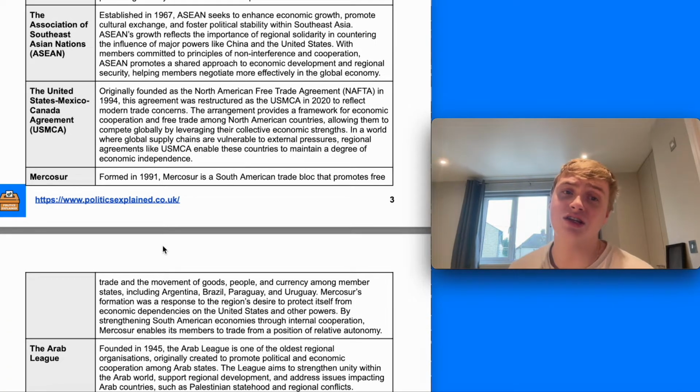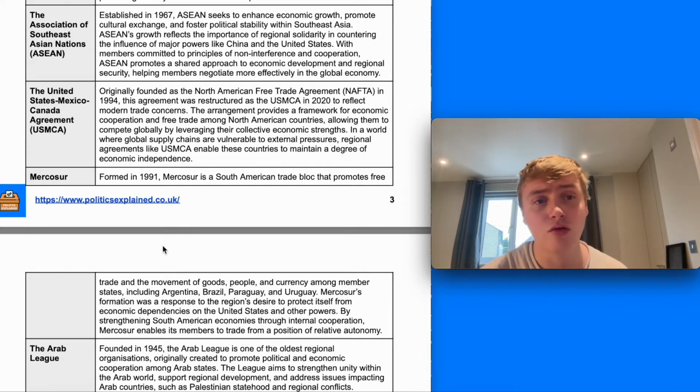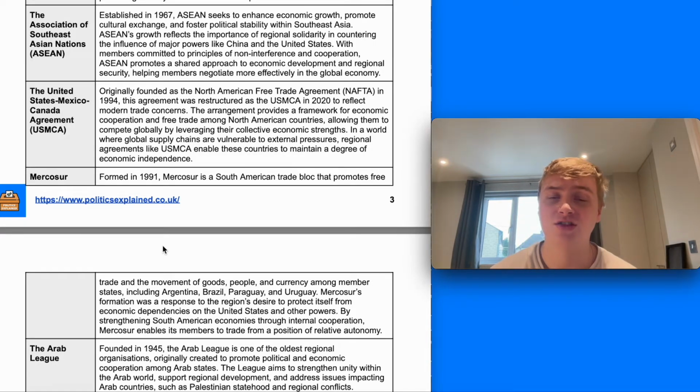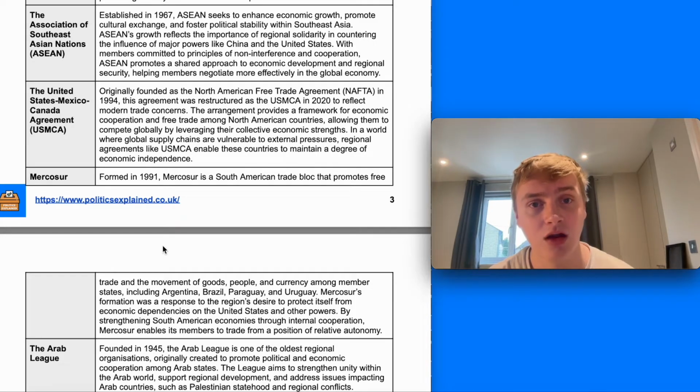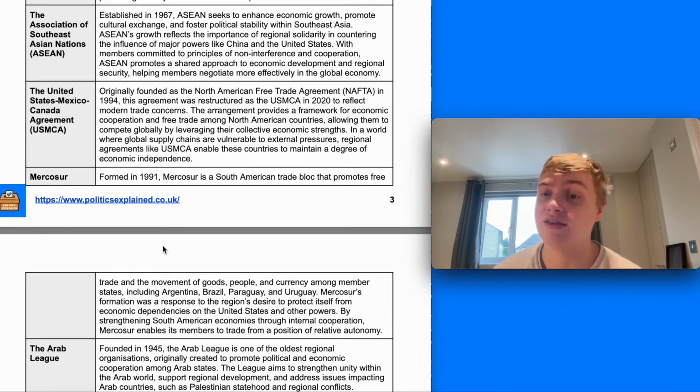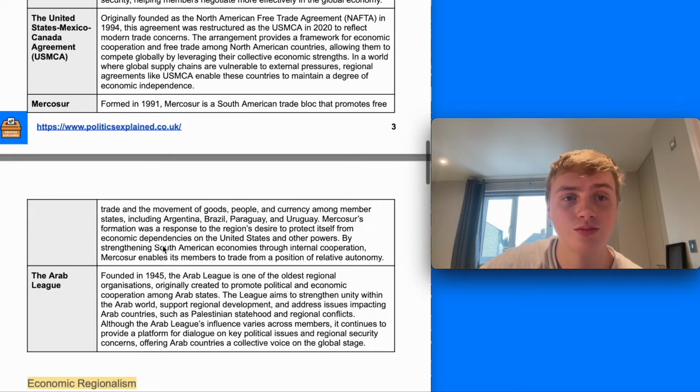ASEAN was established in 1967, and it seeks to enhance economic growth, promote cultural exchange, and foster political stability within Southeast Asia. Its growth reflects the importance of regional solidarity and regionalism in countering the influence of China and the United States, with Southeast Asia being a real flashpoint of that competition in the global order. So members are committed to the principles of non-interference, and it promotes a shared approach to economic development and regional security, helping members negotiate more effectively in the global economy especially.